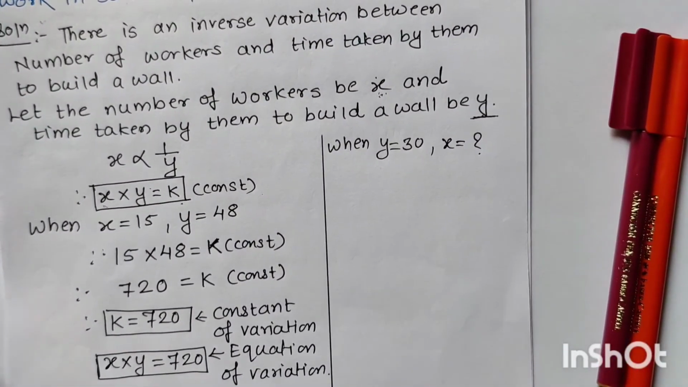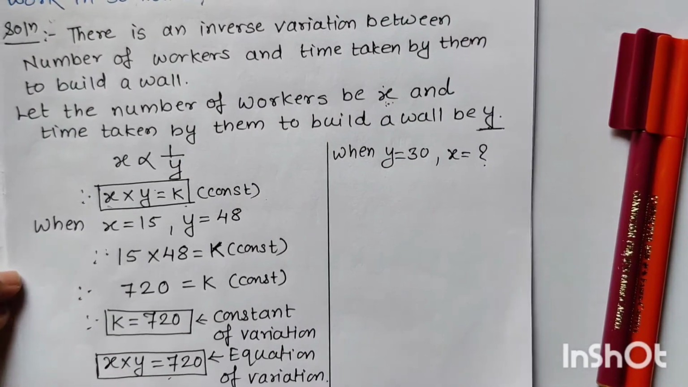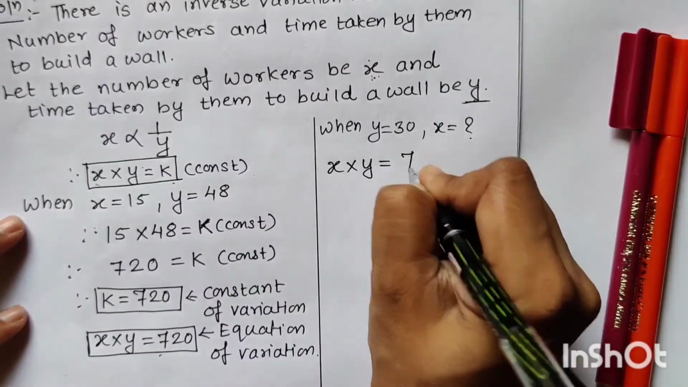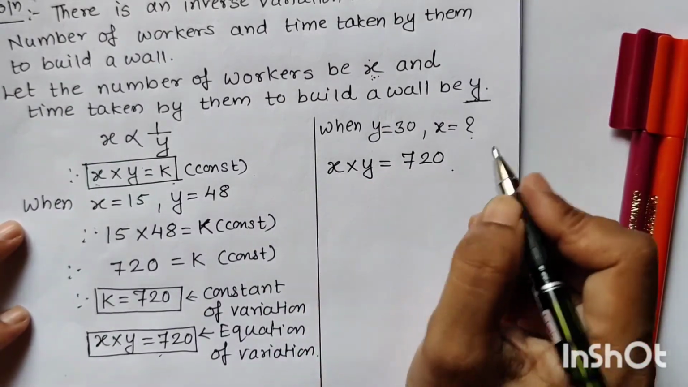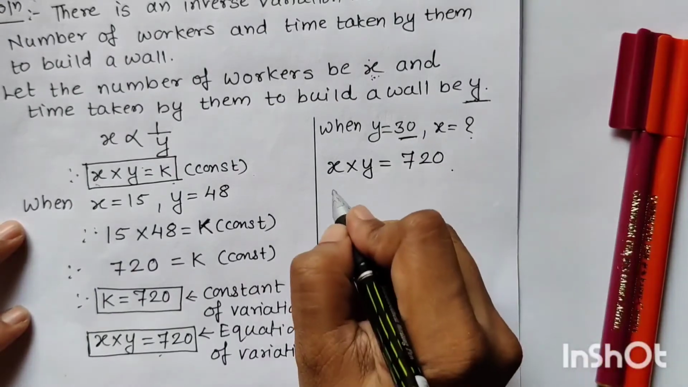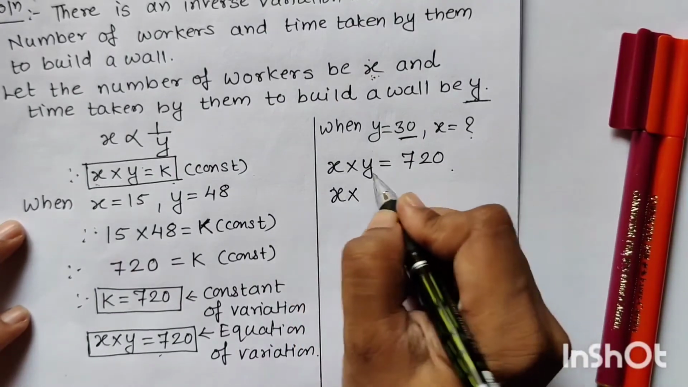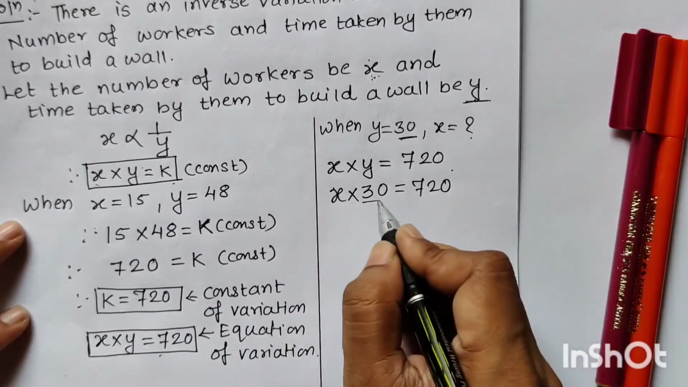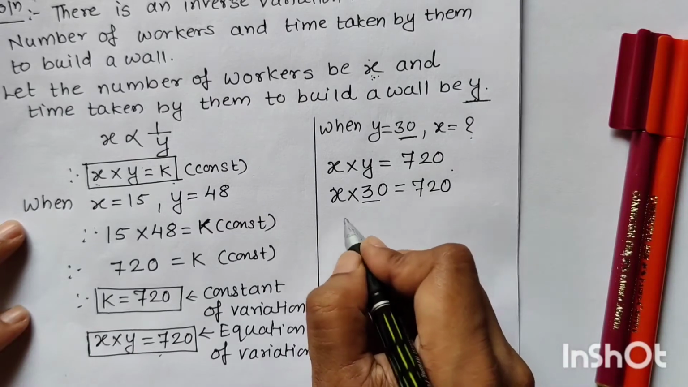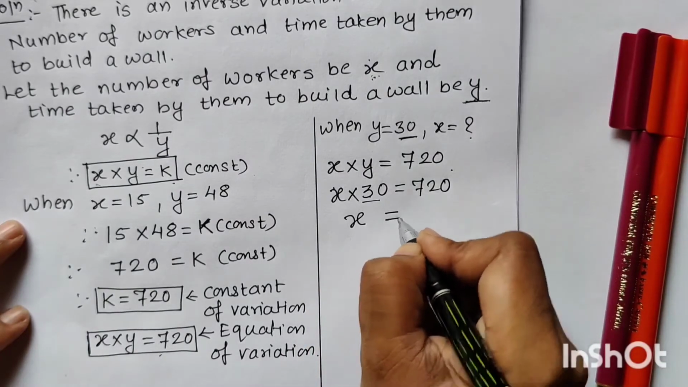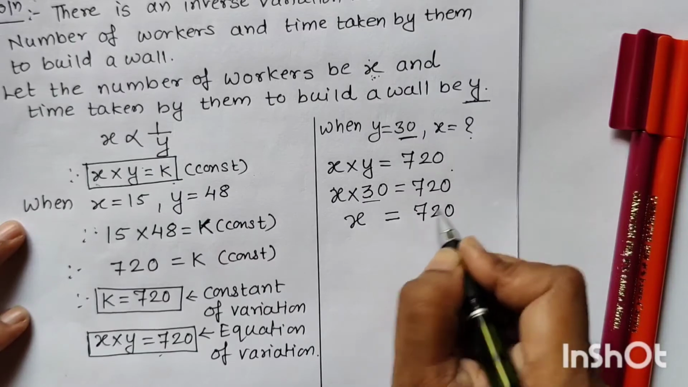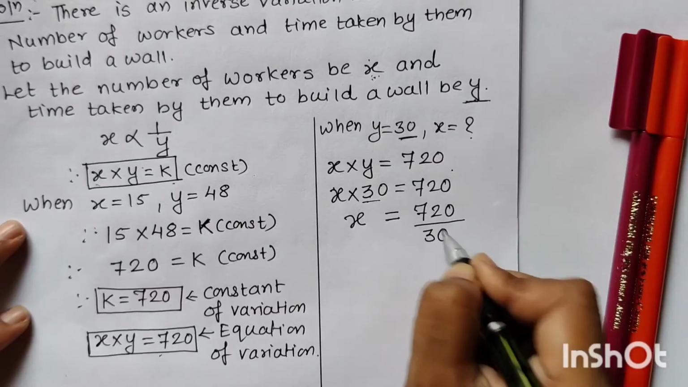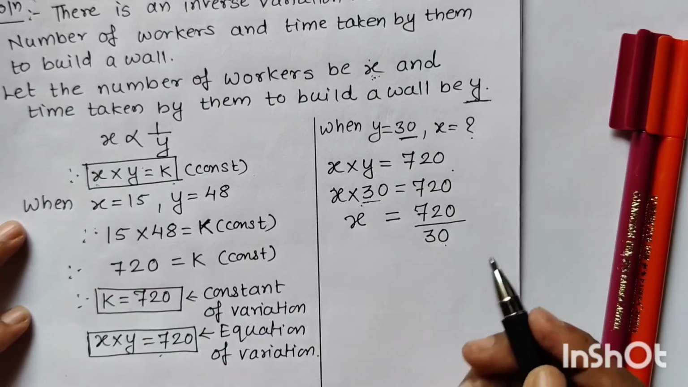So let us see what we have to do now. We will write this equation first: X multiplied by Y is equal to 720. Now we will put the value of Y. X as it is, we write. In place of Y write down 30, is equal to 720. Now transfer this 30 from the left-hand side to the right-hand side. X as it is, equal sign as it is, 720 as it is. Only 30 we are going to transfer from the left-hand side to the right-hand side. It will go in the denominator. Here it was multiplied by, here it becomes divide by.